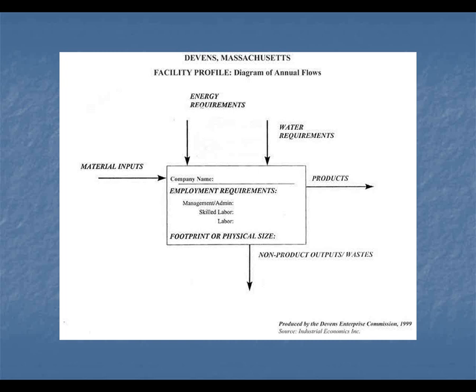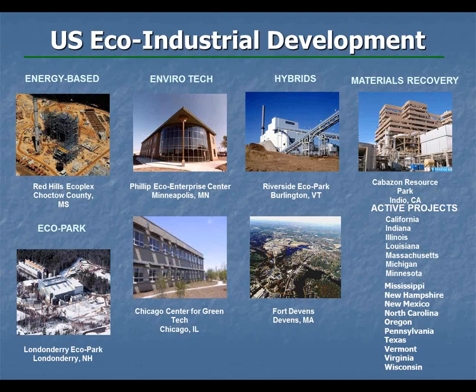So in the U.S., we've probably got about 30 different projects going on today. These are self-identified off of the web, and it's going on in 23 different states at this point, and it ranges from a number of them that are sort of power plant based, such as in Londonderry and the Red Hills Ecoplex in Mississippi, which is a project set up by TVA. There's some that focus on a clean environment, and that's the Phillips Eco-Enterprise Center in Minneapolis.